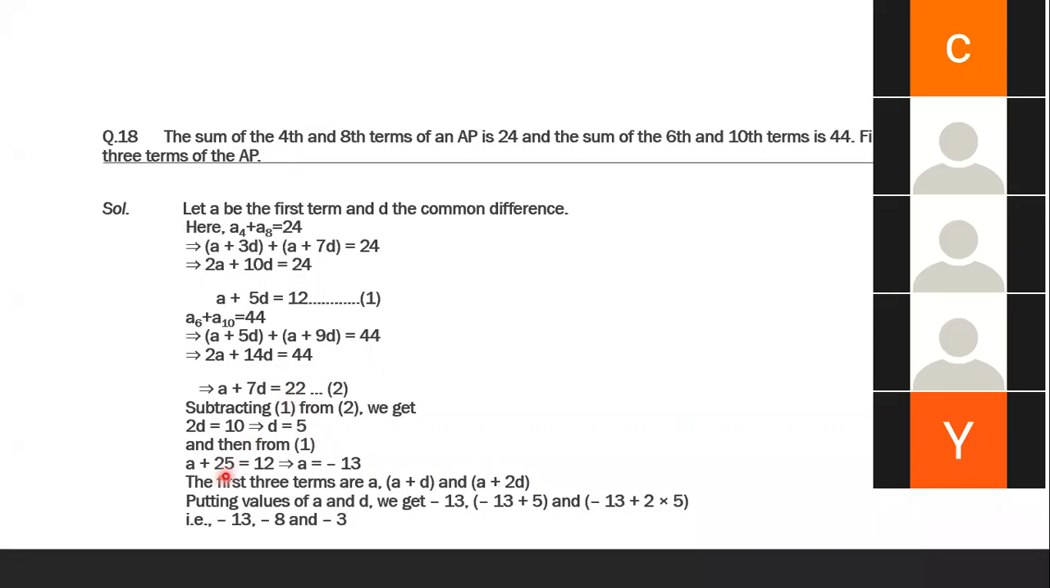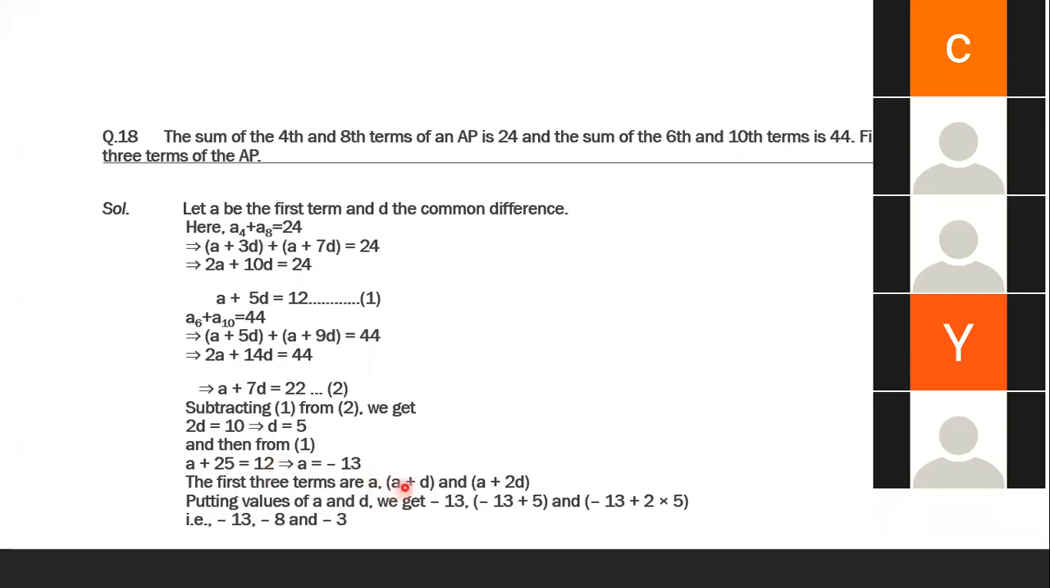Am I clear, children? So I'll apply D value over here. So A plus D value, 5 fives are 25, is equal to 12. So 12 minus 25 is minus 13. So A value I've got is minus 13. D value I've got is 5. Any doubt in getting A value and D value, children? Any doubt? So A value is nothing but the first term, right?